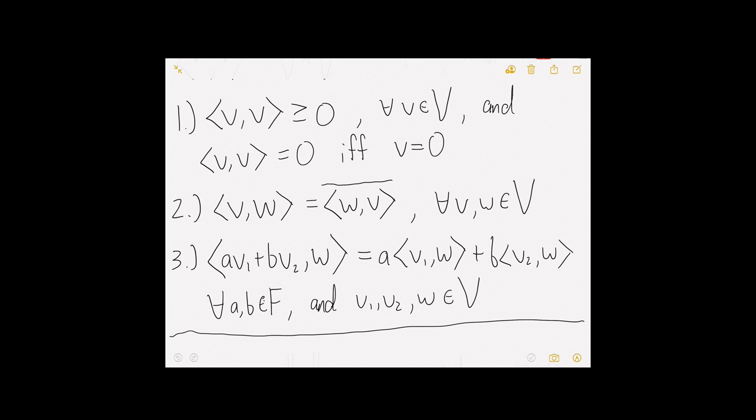Condition 2 is conjugate symmetry, which states that the inner product of V with W is going to be equal to the conjugate of the inner product of W with V. And condition 3 is just linearity in the first argument.